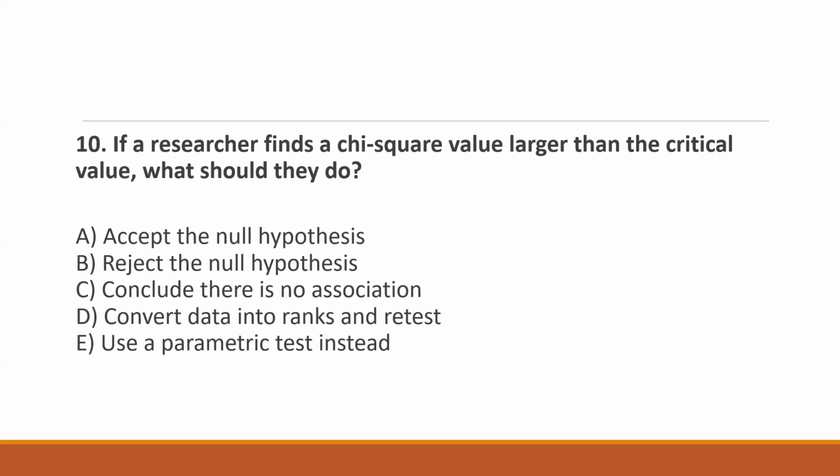MCQ number 10: if a researcher finds a chi-square value larger than the critical value, what should they do? Accept the null hypothesis, reject the null hypothesis, conclude there is no association, convert data into ranks and retest, or use a parametric test instead? Yes, it is B, reject the null hypothesis.